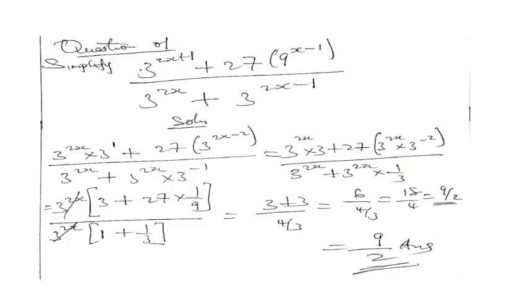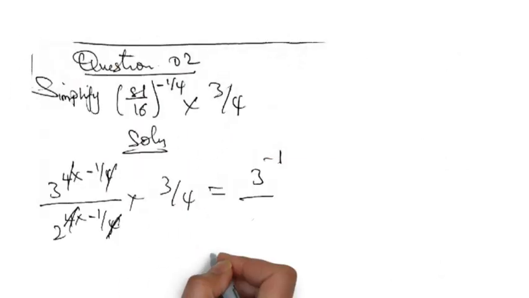So 3 raised to power 2x times 3 raised to power 1 plus 27 times 3 raised to power 2x and 3 raised to power minus 2, all over 3 raised to power 2x plus 3 raised to power 2x and 3 raised to power minus 1. We simplify and factorize. We have 6 over 4 over 3. That is 18 over 4, which is 9 over 2.